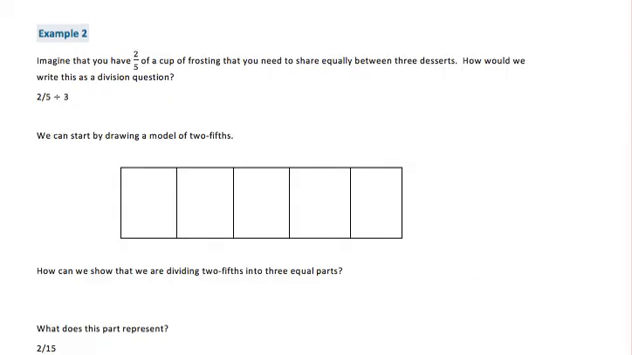Let's look at a slightly different example. Imagine that you have 2/5 of a cup of frosting that you need to share equally between 3 desserts. How would we write this as a division question? 2/5 divided by 3. We can start by drawing a model of 2/5. So we'll shade in 2 pieces of the 5 pieces in our model.